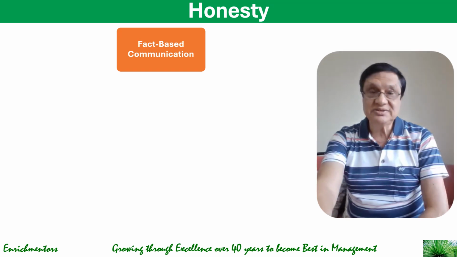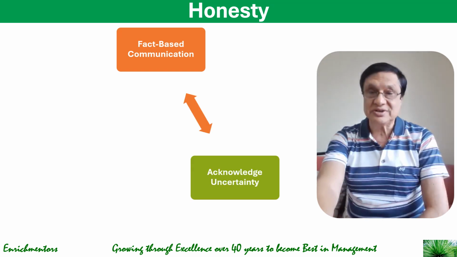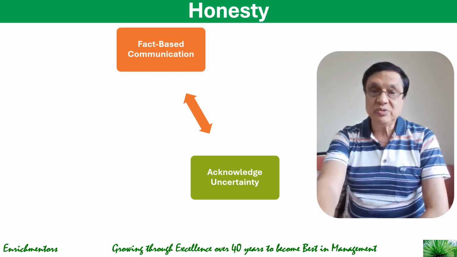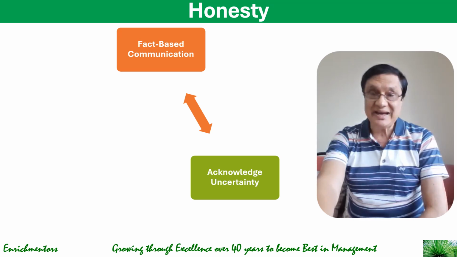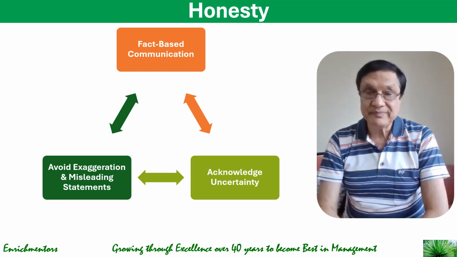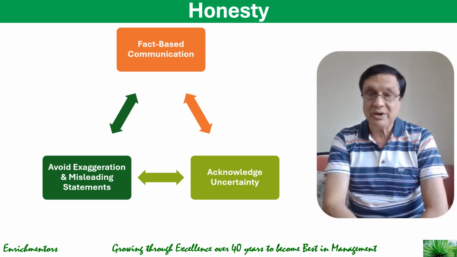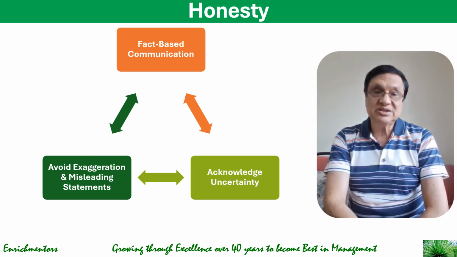Second, if there is uncertainty, you need to acknowledge uncertainty. If the details are unclear, you should state what you know and what is being investigated. Third is to avoid exaggeration and misleading statements. And there you need to be realistic about commitments, challenges, and outcomes. So those are the three legs of this honesty stool.